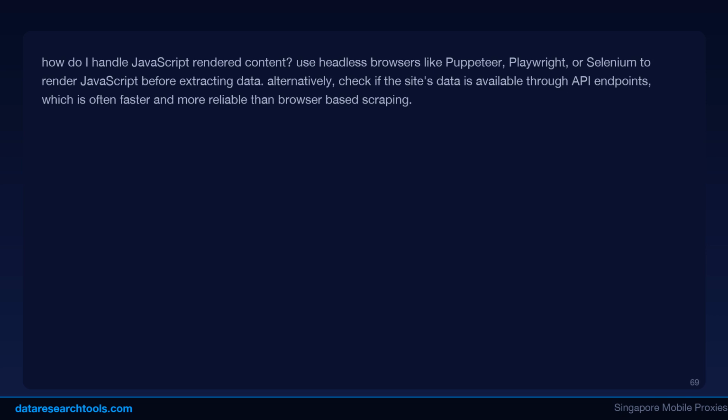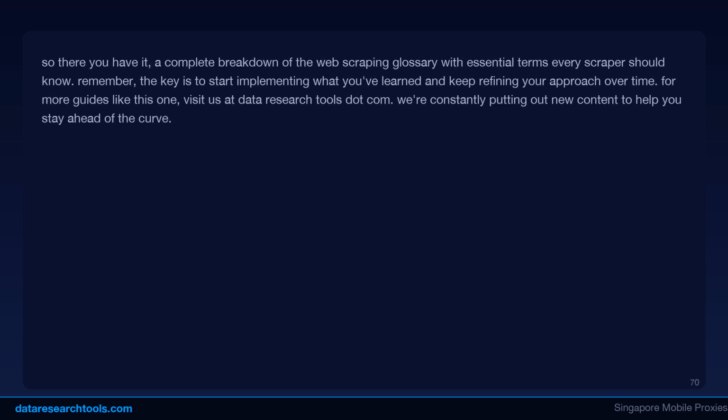How do I handle JavaScript rendered content? Use headless browsers like Puppeteer, Playwright, or Selenium to render JavaScript before extracting data. Alternatively, check if the site's data is available through API endpoints, which is often faster and more reliable than browser-based scraping.